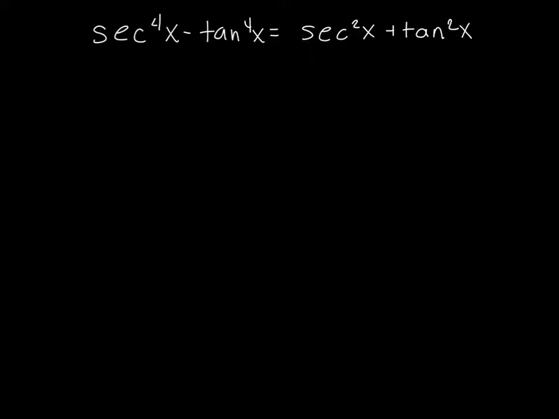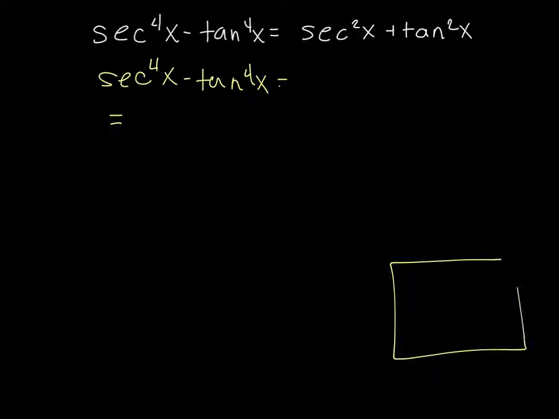Okay, now this one looks kind of scary if you look at it. We have secant to the fourth minus tangent to the fourth somehow becomes secant squared plus tangent squared. So that one seems a little bit scary. Now what we're going to do though is I'm going to take this and write it down. So secant to the fourth minus tangent to the fourth x, okay? And then to figure out what that equals, that's going to be a box it out kind of thing.